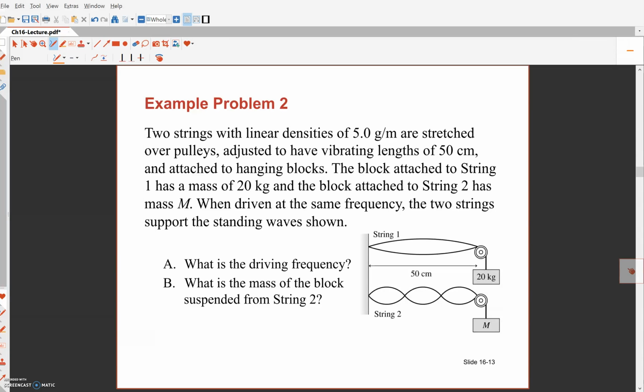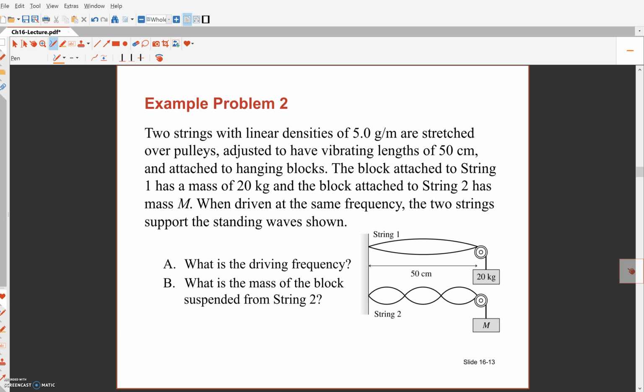Example problem 2. Two strings with linear densities of 5 grams per meter are stretched over pulleys adjusted to have vibrating lengths of 50 centimeters and attached to hanging blocks. The block attached to string 1 has a mass of 20 kilograms, and the block attached to string 2 has a mass m. When driven at the same frequency, the two strings support the standing waves shown.